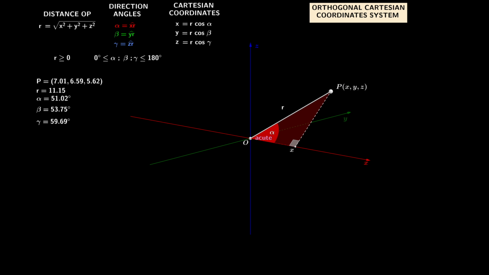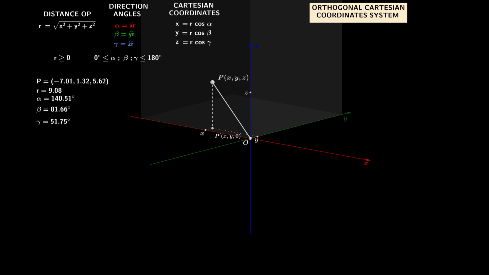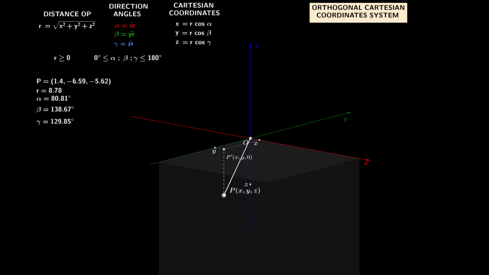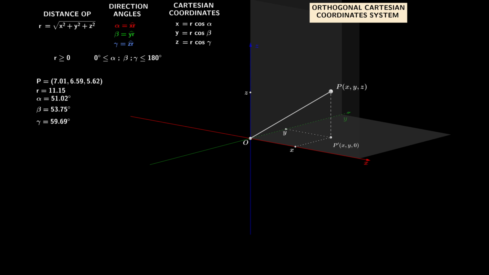The origin point O (0, 0, 0) is the only one in space for which all the coordinates are 0. The orthogonal Cartesian coordinates of P (x, y, z) can be positive, null, or negative.